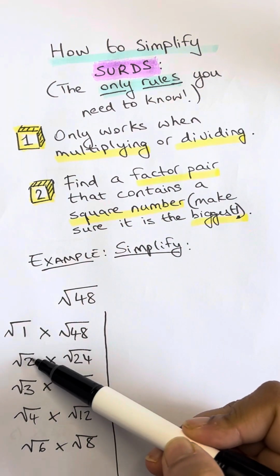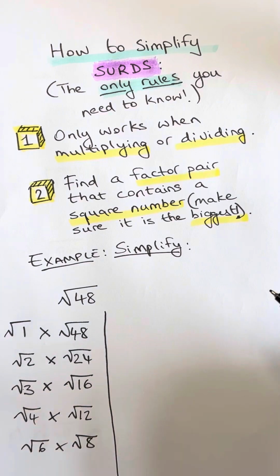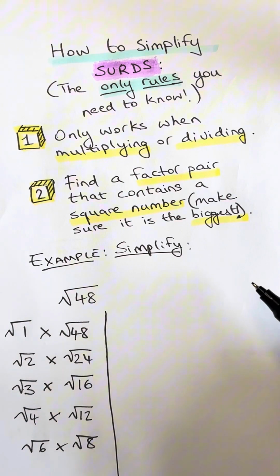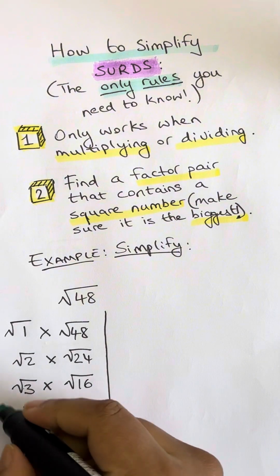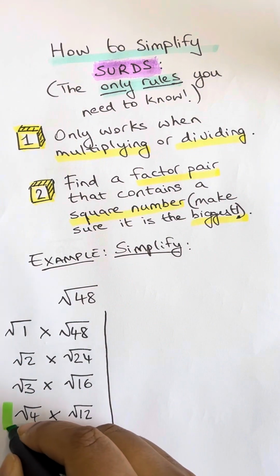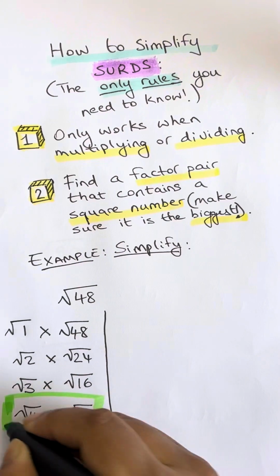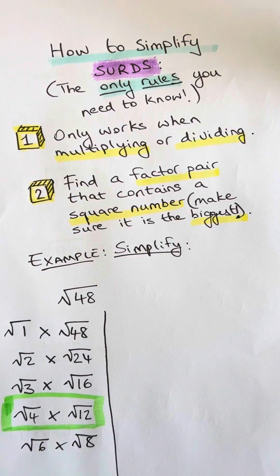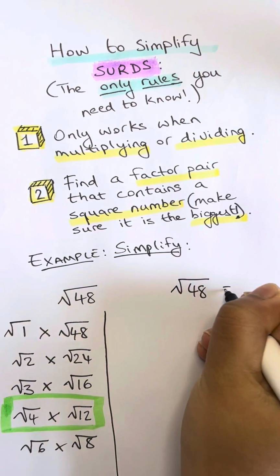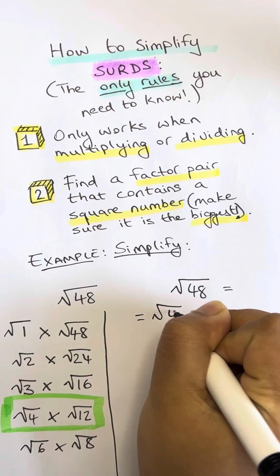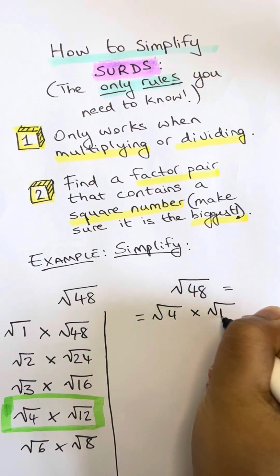But which one of these contains the biggest square number? I can see that it's this one here. 4 on this side is my biggest square number. So I need to choose 48, and I need to rewrite it as square root of 4 times square root of 12.